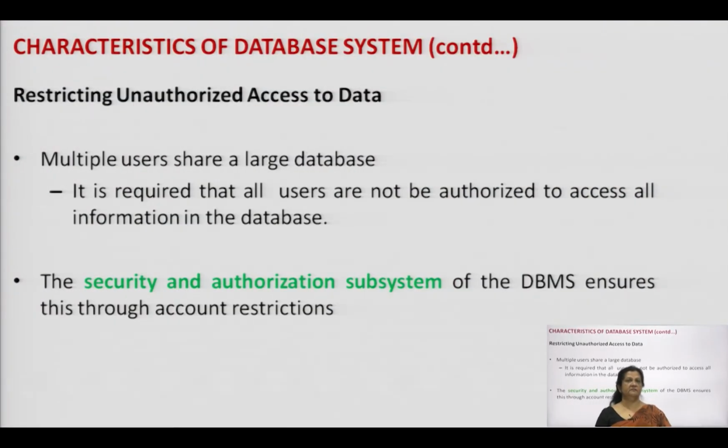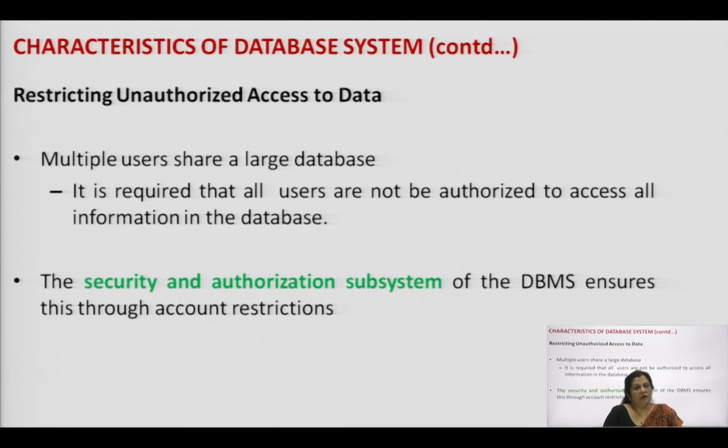Characteristics of the database system we are doing. The next is restricting unauthorized access to the database. We have already seen that multiple users share a large database. For this reason, it is required that not all users are authorized to access all the information in the database. Like we just did an example for the department, the accounts and the registrar maintaining the data of the student. The accounts maintains the data regarding the fee details and the outstanding dues of the students, which may not be required by the department.